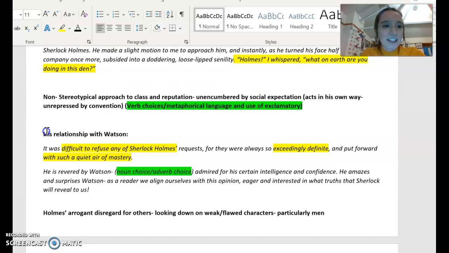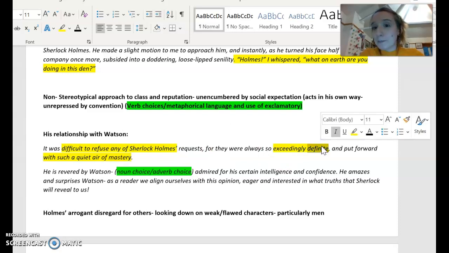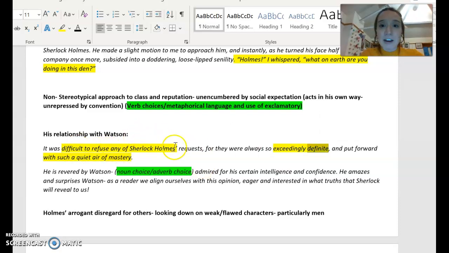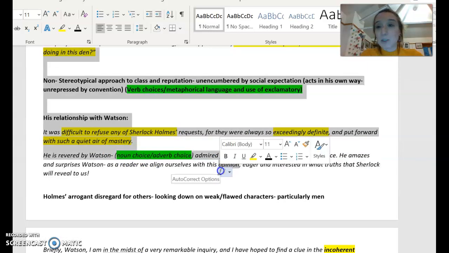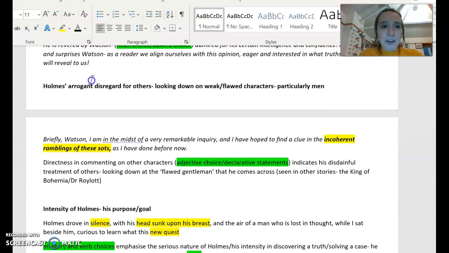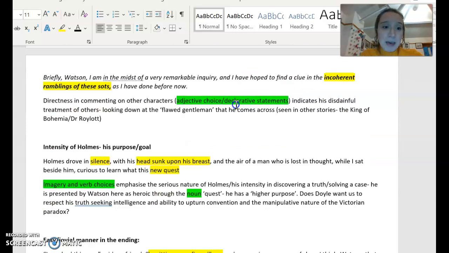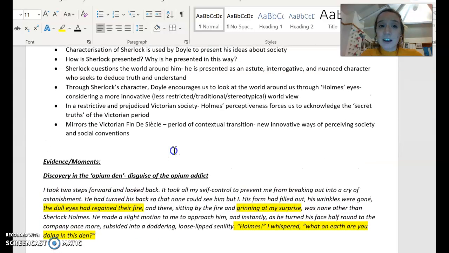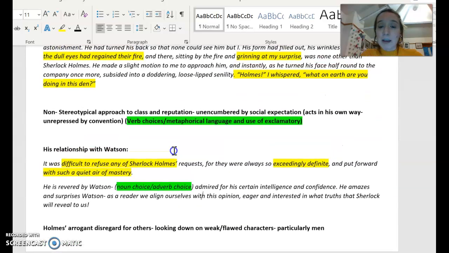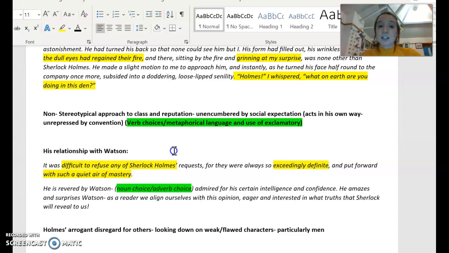And then I found a little quotation I read a little bit later in the text, the way that Watson talks about Sherlock Holmes and the way that he admires his mastery and his definite way of speaking. So I've picked out that big quotation and narrowed it down into the most interesting parts. I've identified the methods and written some notes here about the sort of thing I might say. I've got Holmes looking down on other characters, other men. I've got the intensity of Holmes, and his easy-going, jovial manner. I have done this chronologically, because I know that my essay is going to be chronological, so this will help me to put that together.